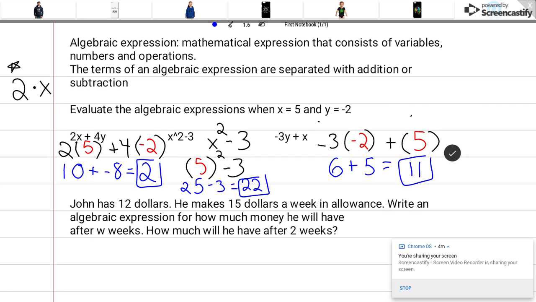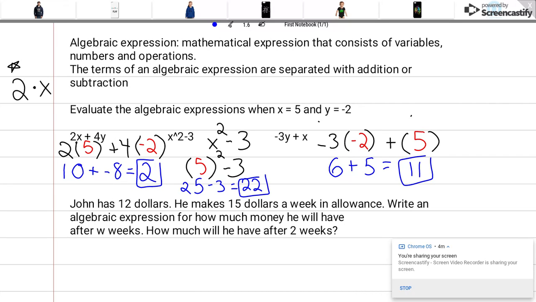The last problem we have here is a word problem. John has $12. He makes $15 a week in allowance. So every week somebody is giving him an additional $15. We're going to assume he's not spending any money here and he's just saving this. We want to write an algebraic expression for how much money he will have after W weeks. Let's say John wanted to figure out how much money he's going to have after 62 weeks. It's a weird number, and it could be a lot more difficult to do this operation if you don't really know where to start. So writing an algebraic expression is an easy way to substitute in values and get those answers pretty quickly.